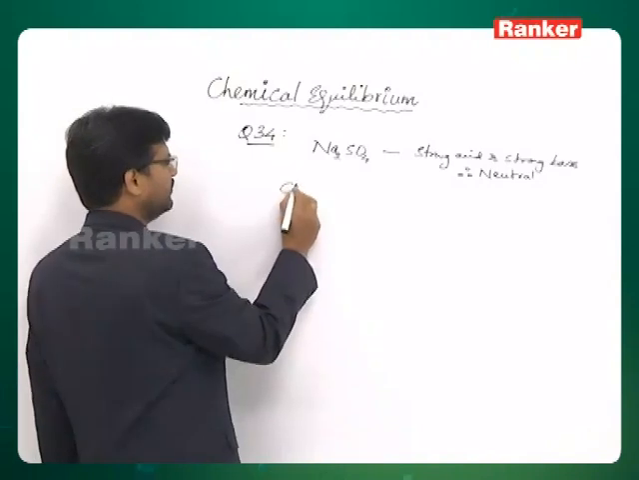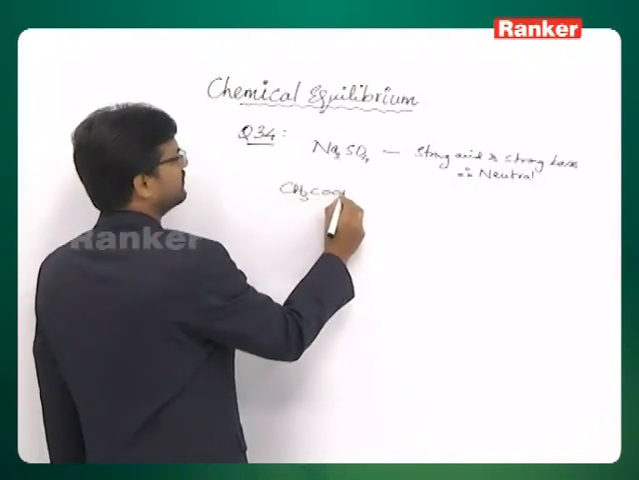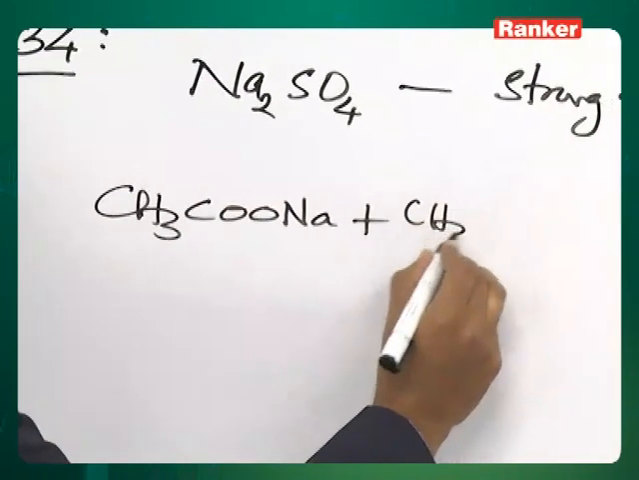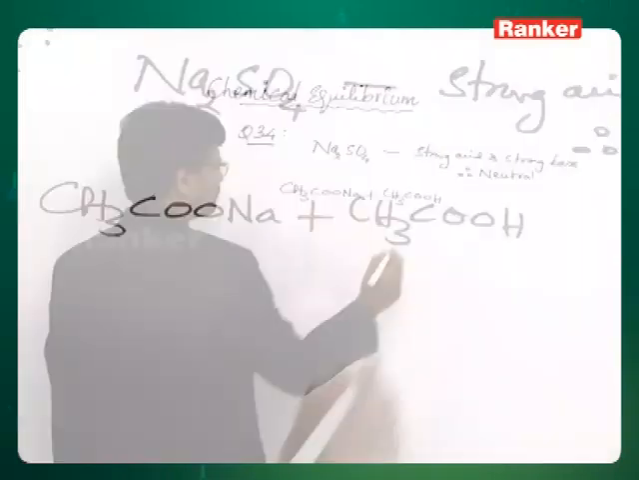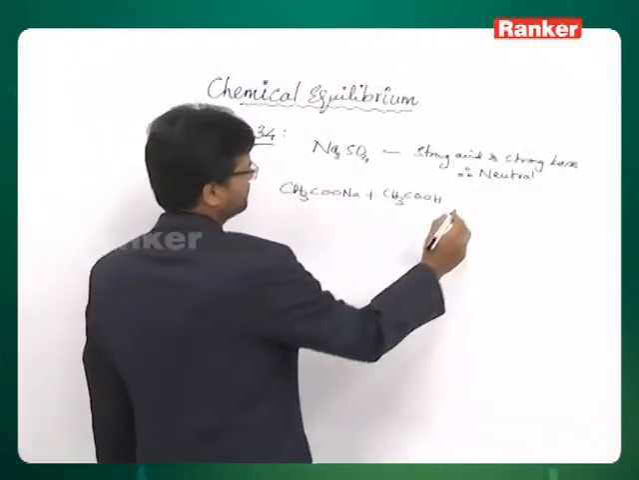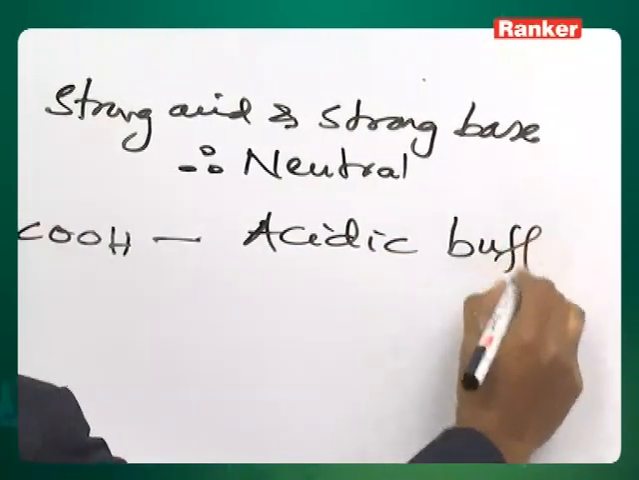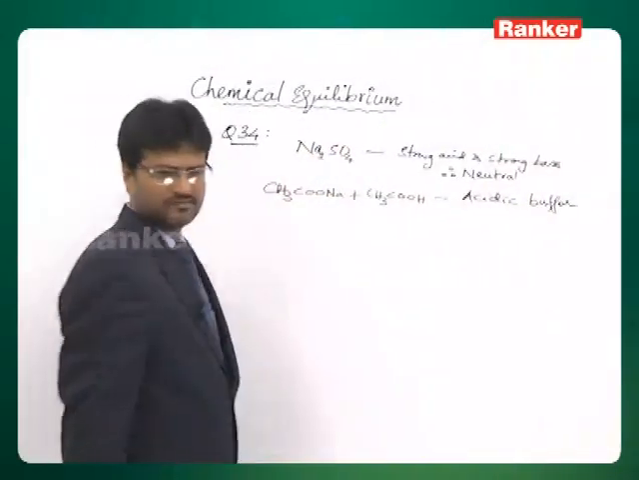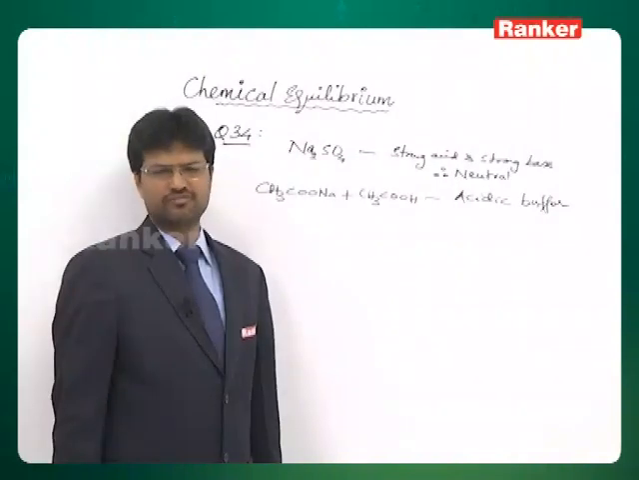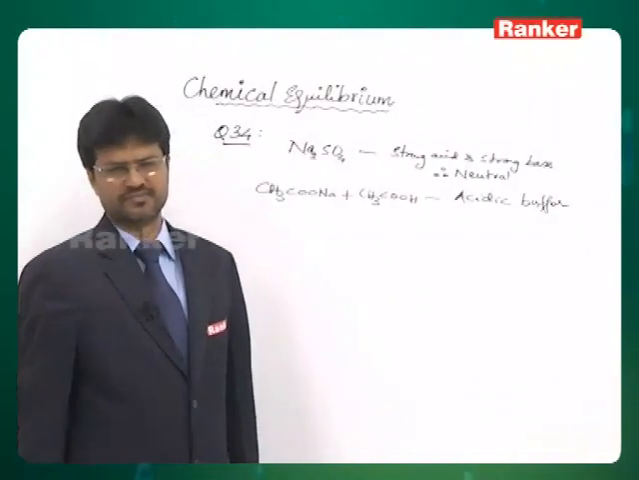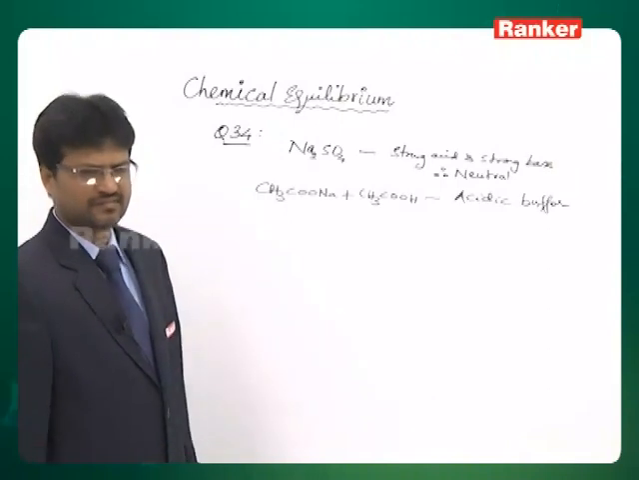B. Sodium acetate, it's a salt plus acetic acid. We know that this mixture behaves as an acidic buffer. Yes, it's an acidic buffer. So B should be matched with the fourth option, acidic due to buffer action.